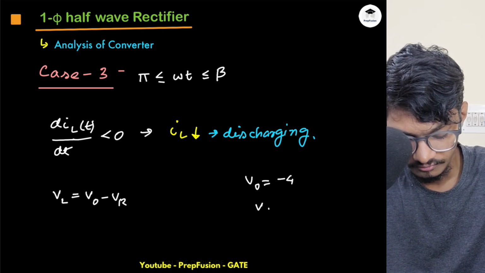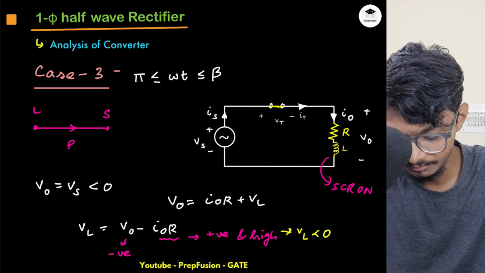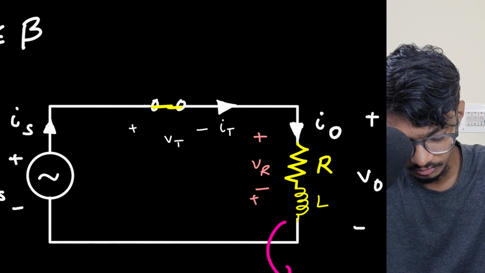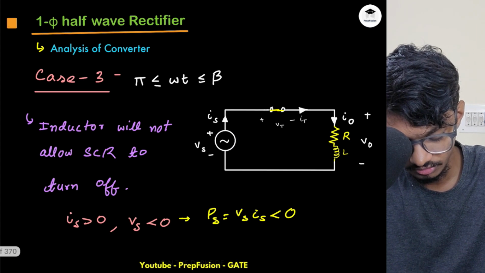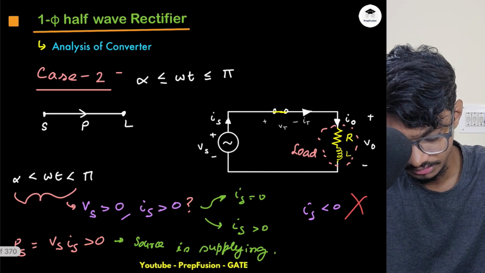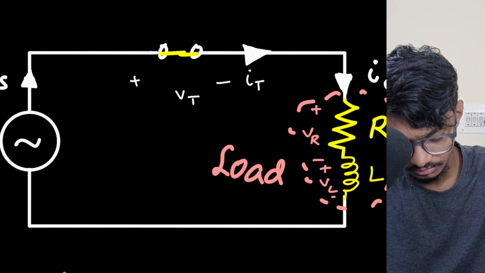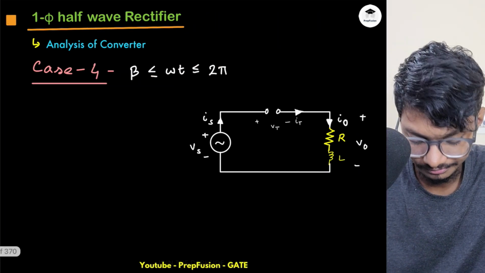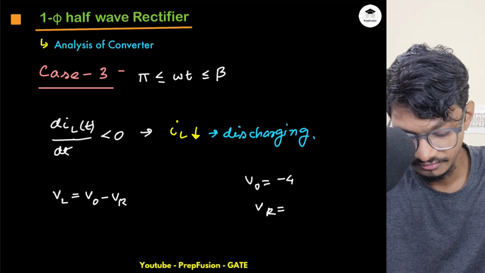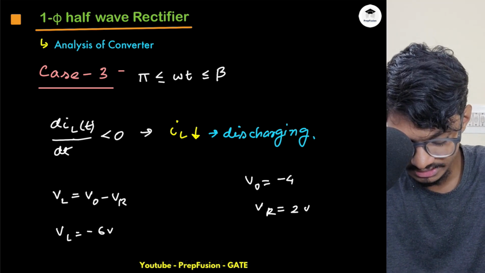VR will always be positive because current can only flow in this direction, and this is my assumed polarity of VR and this is my polarity of VL. This assumption will always be there. So here VR will always be positive. I will assume VR to be 2 volts. Now can you tell me what is my VL? VL is -6 volts this time.